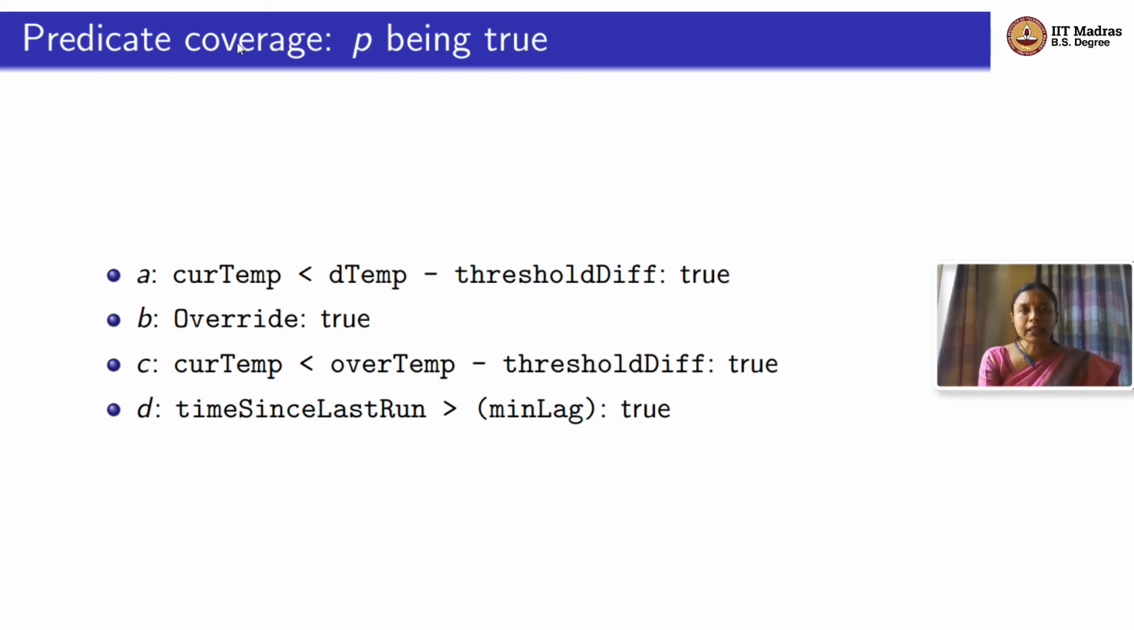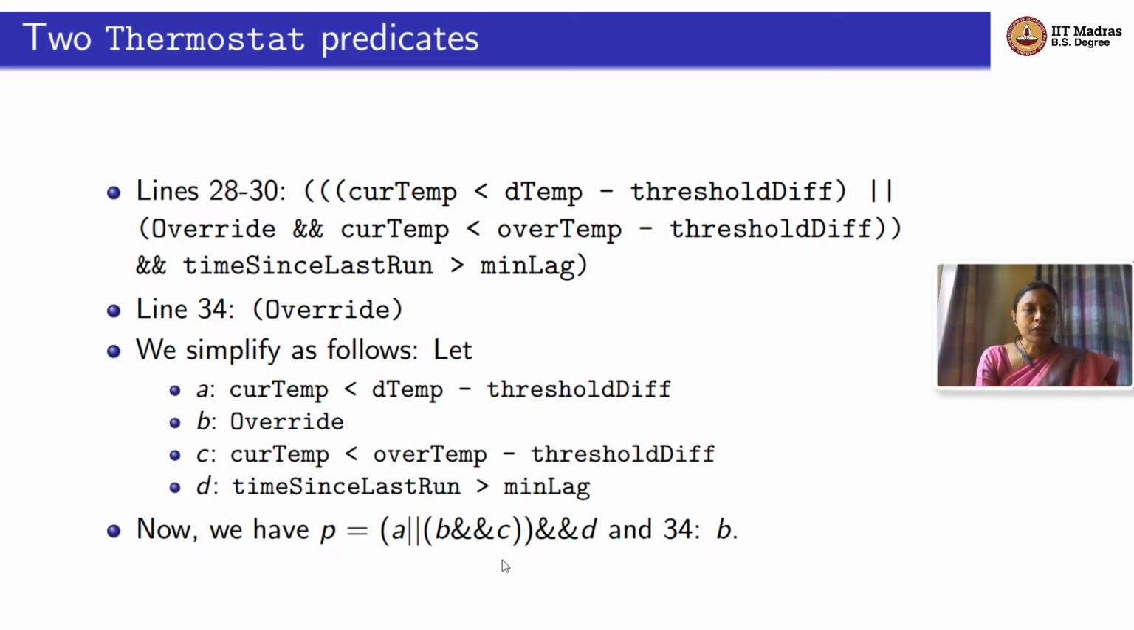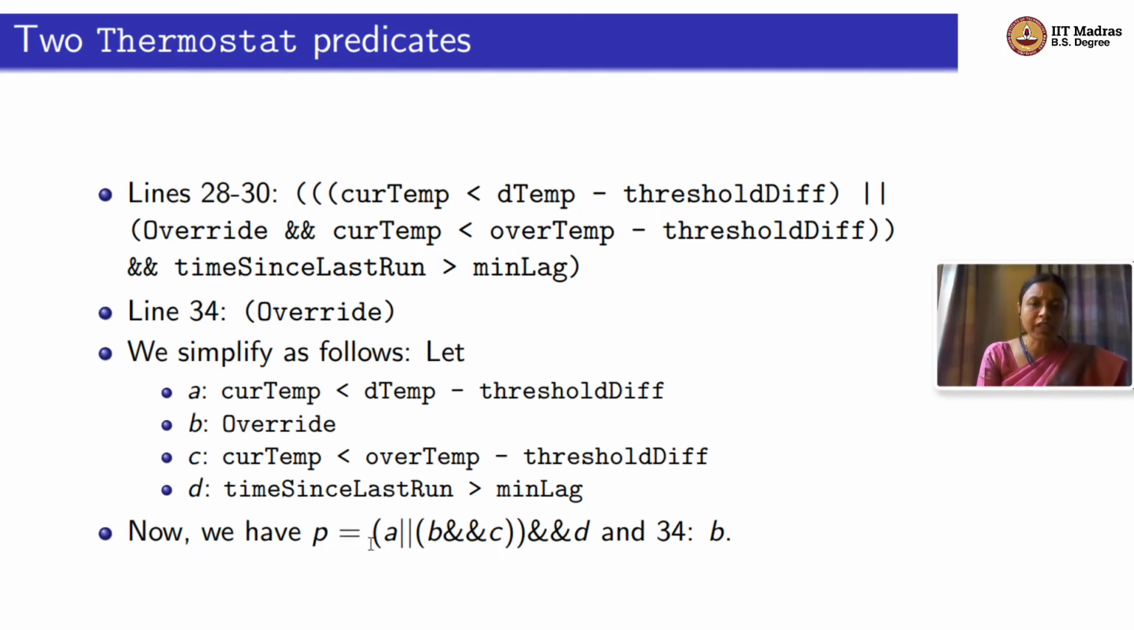Look at the title of the slide. It says predicate coverage. The predicate P is true and the predicate P is false. Here are test cases for the predicate coverage being true. So what does the predicate look like? The predicate looks like, yeah, so these four variables were there and the predicate was A or B and C and D, right? So there's an and.